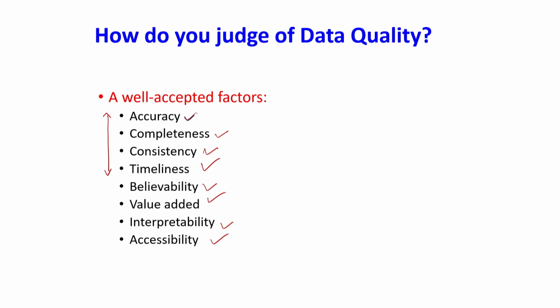Okay. Remember, accessibility and interpretability are also equally important, but sometimes data may not be accessible, though you can pay and get it. Interpretation depends on the person who is handling the data, right? So there is nothing like an absolute interpretable aspect in data.